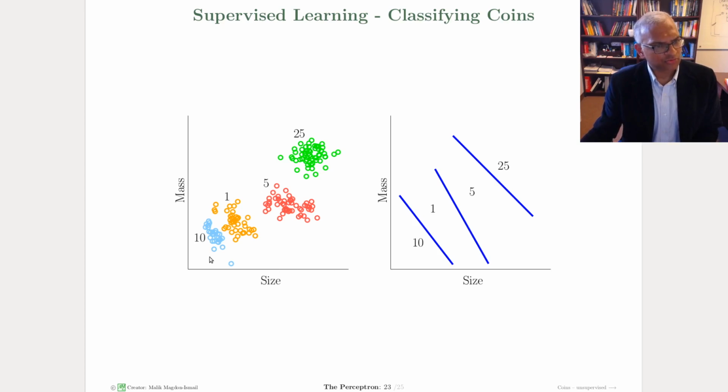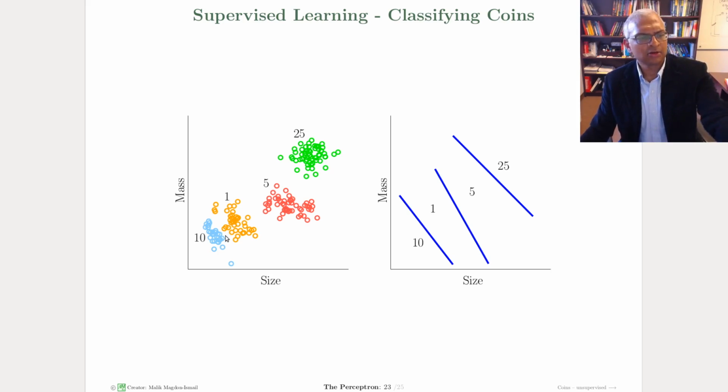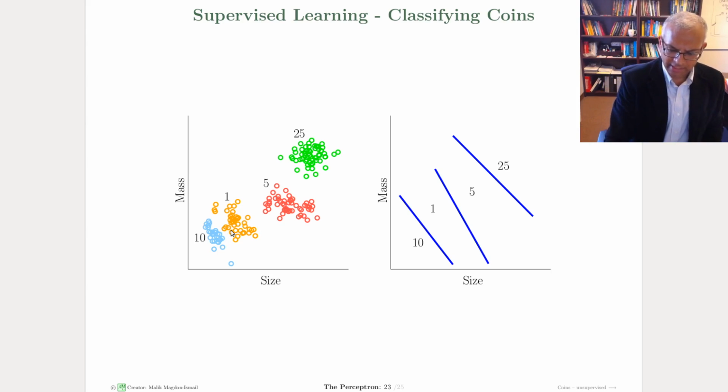And then if you are asked to separate these with a linear model, you might do something like what's on the right here. So anything below this first line is a dime, then between the first and second line is a penny, and so on and so forth. Okay, so you have learned from the data. Now, in the unsupervised setting, I'm going to give you this data, but I'm only going to give you the size and the mass. I'm not going to tell you that these are dimes and these are pennies. I'm not even going to tell you that there are 4 types of objects. I'm just going to give you a bunch of objects, and they're going to have different sizes and masses. So let's look at what that looks like.